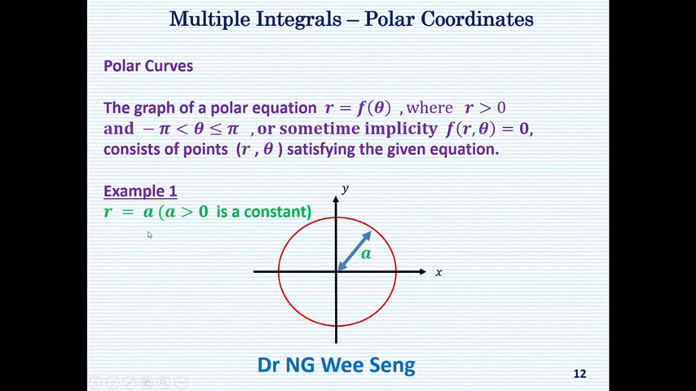We'll look at two important examples. In the first example, the function is a constant a, positive. How do we sketch this graph? It turns out to be very easy because r measures the distance from the point to the origin. And now we have a constant distance, so obviously it must be a circle, because any point in the circle has a constant distance of the radius from the origin. So remember this, r equals a constant has a graph which is a circle centered at the origin, and a radius of a.